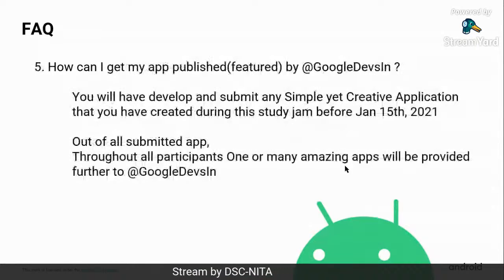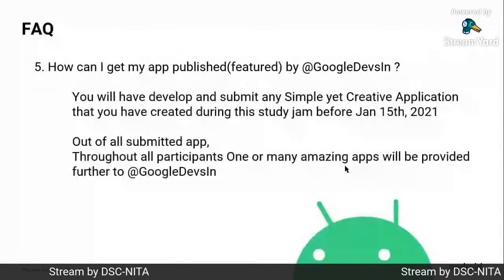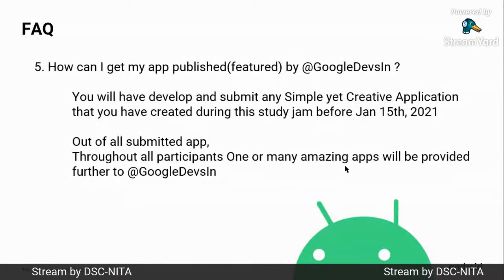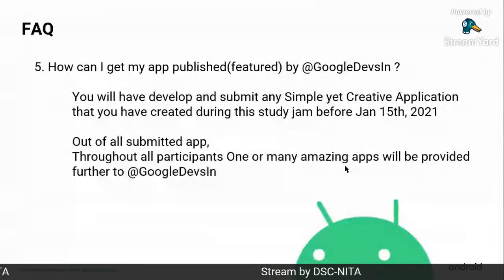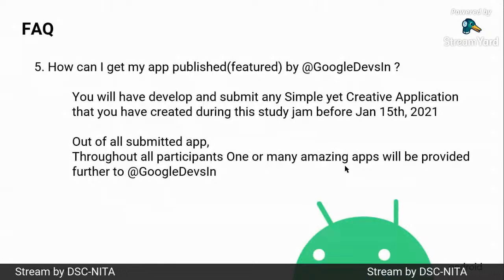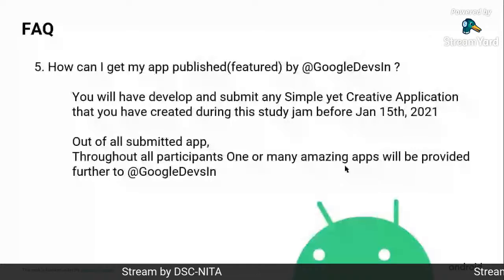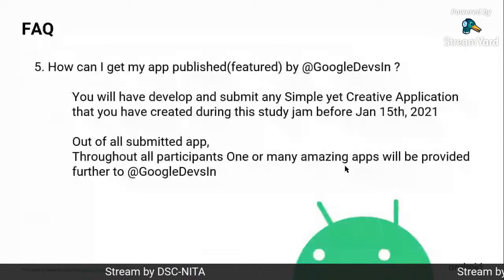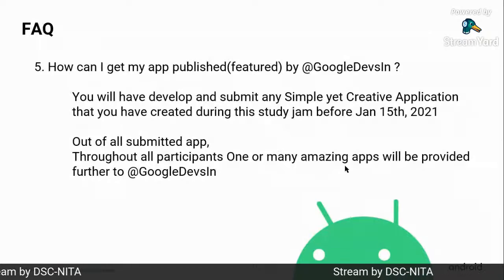How can I get my app published by Google Dev, Instagram or Twitter handle? You have to develop and submit any simple yet creative application that you have created during this study jam before 25th Jan. So you are creating apps which are shown in the code labs. If you want to get featured in the Twitter handle of Google Devs India, you have to create a simple app, but at your own idea, so you can get featured. So remember that.